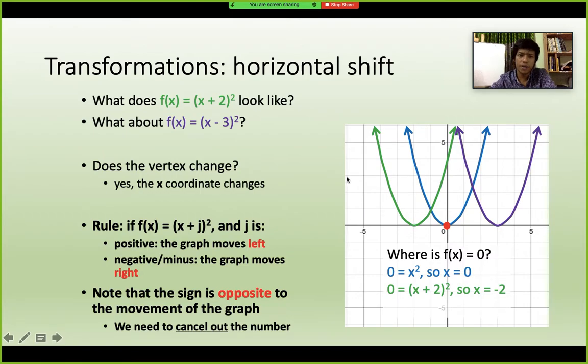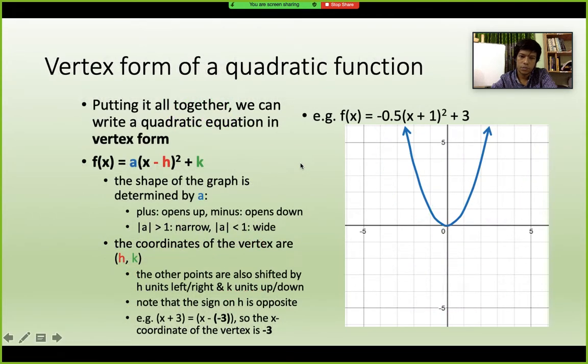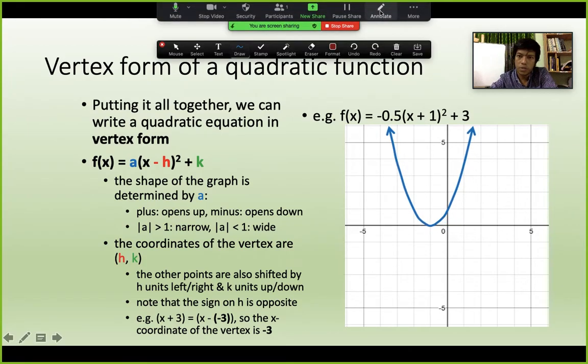Or simply you can think, if it is x plus 2 within the bracket, then the graph will go to the minus 2. If it is minus 3, then the graph will go to the plus 3. The reason is this. Now this is a combined thing. See, the graph is moving. So let me show you step by step.